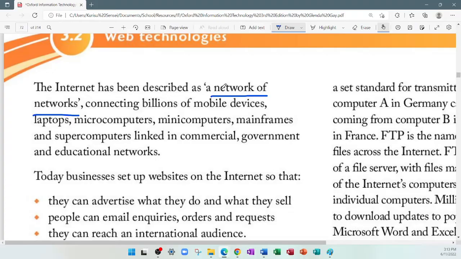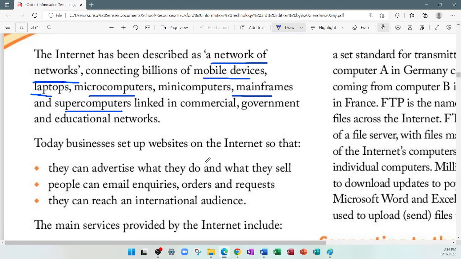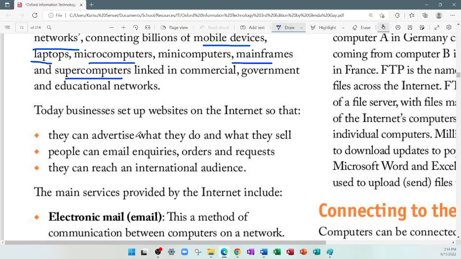So that's how we can describe the internet as being a network of networks, because the various networks in the world, we are all connected. All networks are basically being connected. It is a public network, because we just learned the intranet, that's private. So your mobile phones, your laptops, your computers, your servers, mainframes, supercomputers, they're all linked together because of the internet.